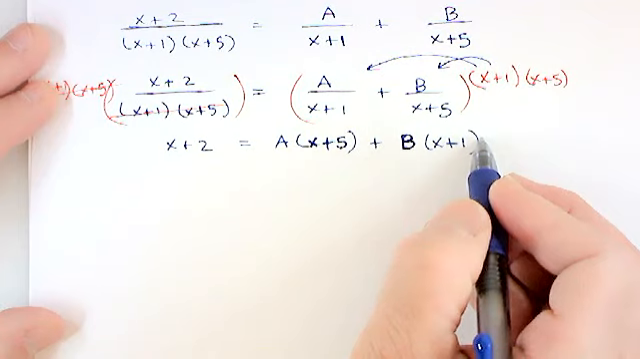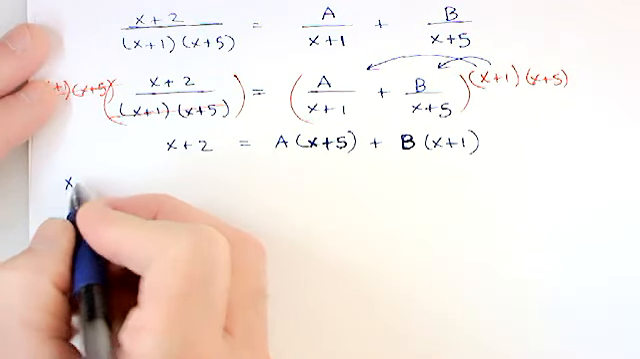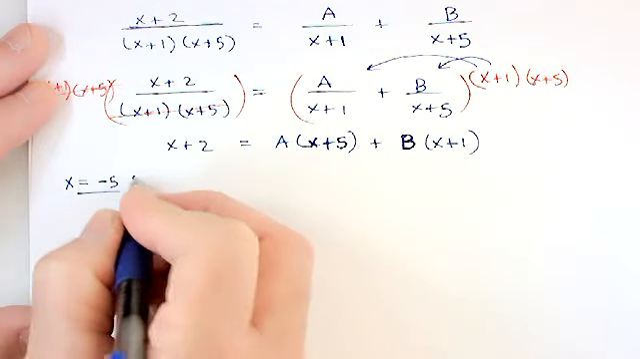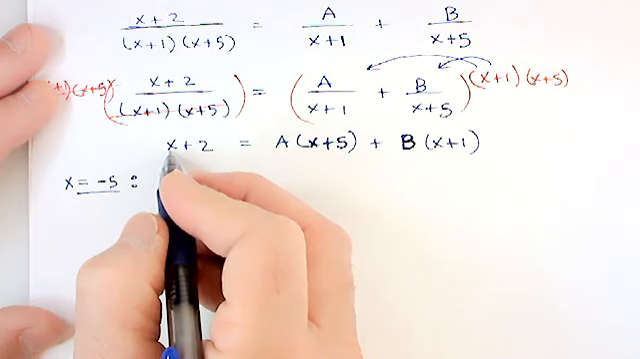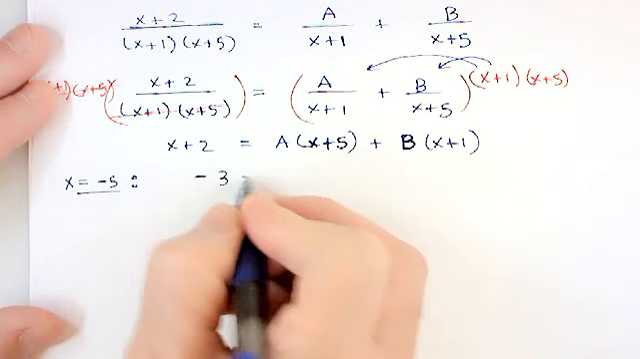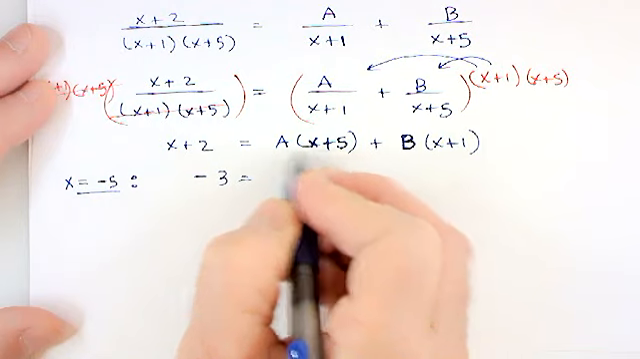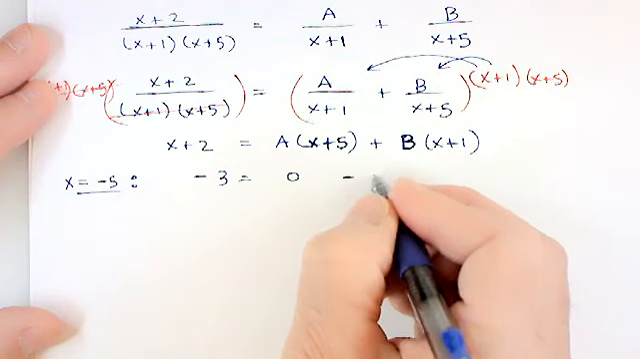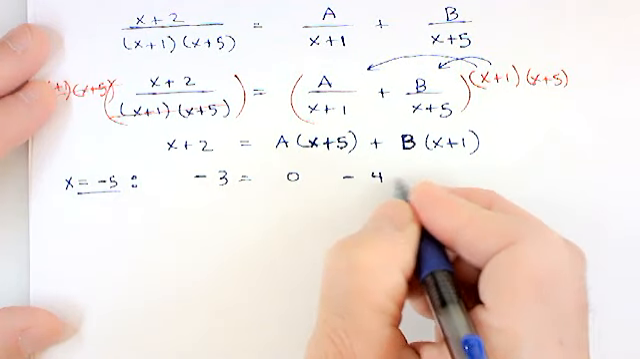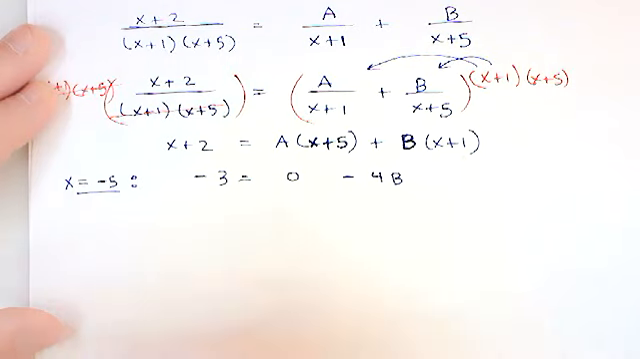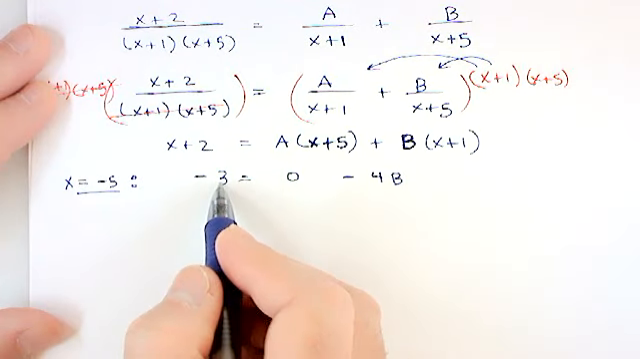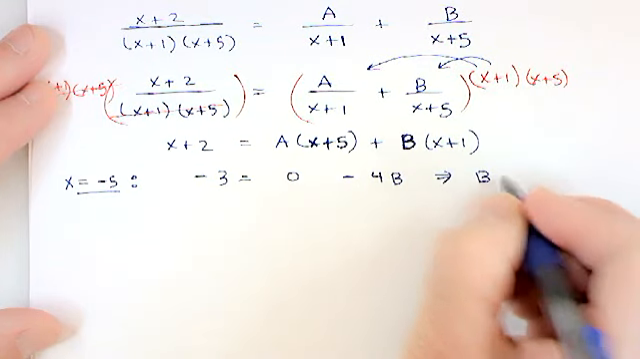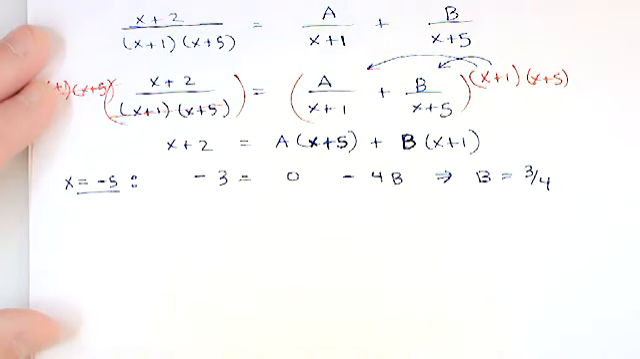This is an equation. And so what I could do with this equation is try substituting in some numbers. I'm going to plug in -5 for x. If I plug in -5 for x, -5 plus 2 is -3. And this is why I chose -5: this term's going to be 0. -5 plus 1 is -4, so -4b. And so I now have the equation -3 equals -4b. I could divide by -4 and figure out that b is going to have to be 3/4.